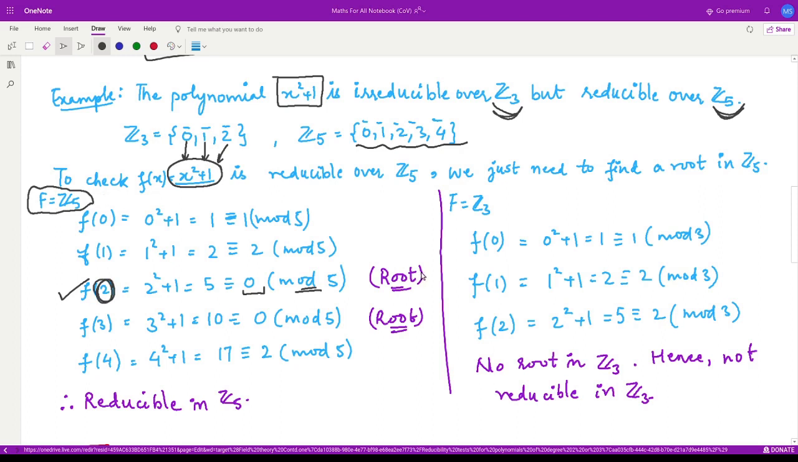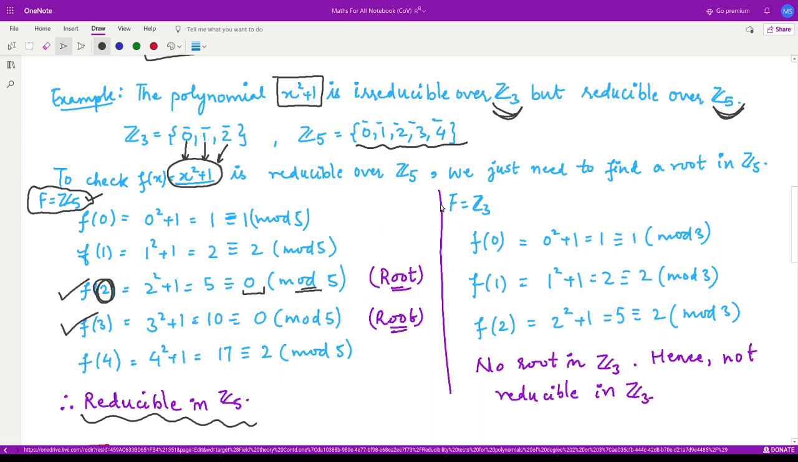So this is one root. Similarly, you can check for 3 and 4. So you saw that 2 and 3 are the roots of this polynomial in the finite field Z5, right? So you find two roots. Basically, the theorem said if you get one root, then you can say that it is reducible. So we have enough, and we can say that it is reducible in Z5.